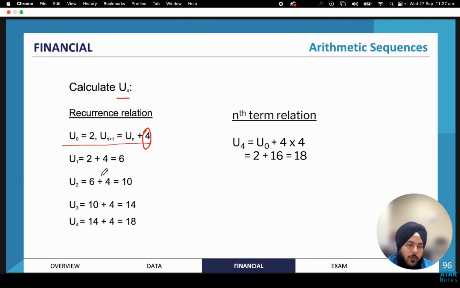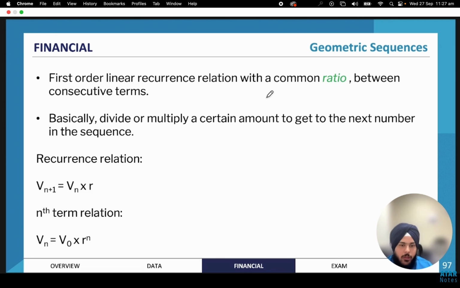using the recurrence relation, where we're using the value that we get for u1 to determine u2, then the value that we get for u2 to determine u3. That's different for the nth term relation because in this case, we can just use the initial value to determine u4. So straight away, we can substitute what n is to get 18. So we don't need to determine u1, then u2, u3, and then u4, and so on. Depending on what sort of question you're doing, the nth term relationship might be more useful than the recurrence relation. But often Weka will tell you what they want you to use.